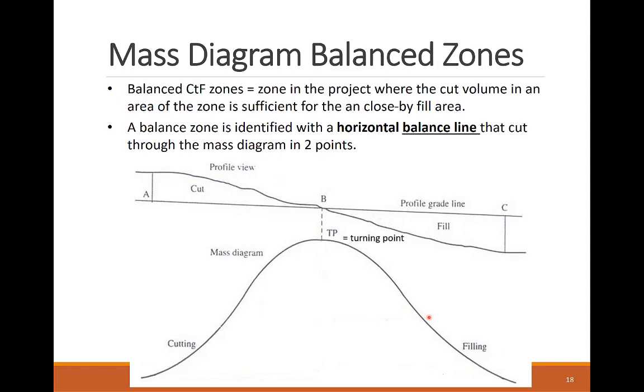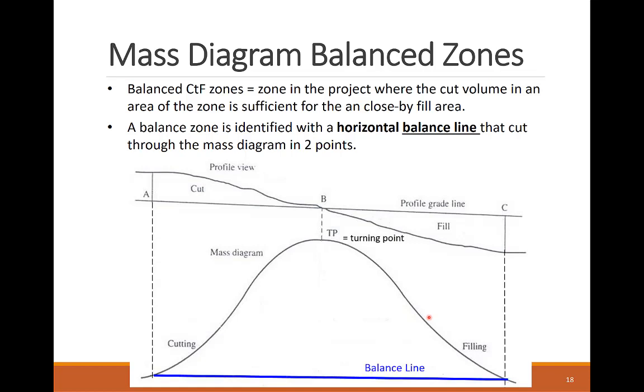Now we can visualize the balanced CTF zones where the cut volume is sufficient to balance the fill volume. We identify the balanced zone by drawing a horizontal line along the mass diagram and crossing it in 2 points. The balanced line we draw here visualizes a CTF haul operation that's moving the dirt from the left cut segment to the right fill segment, while knowing the start and end points of the balanced zone, meaning point A and point C.